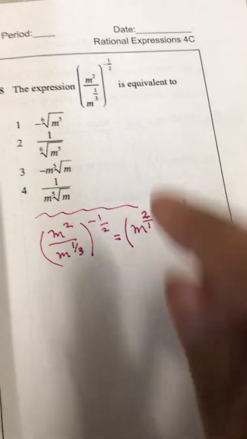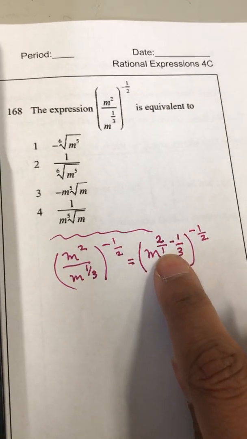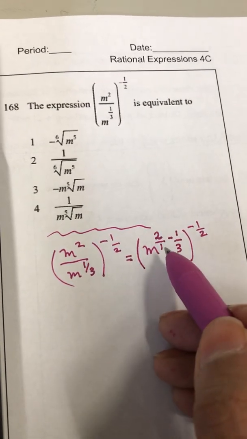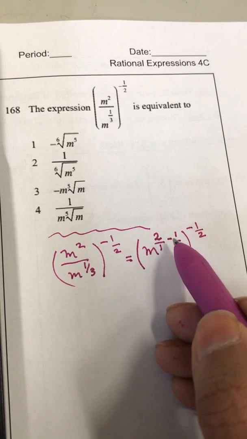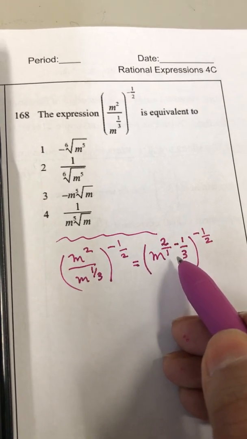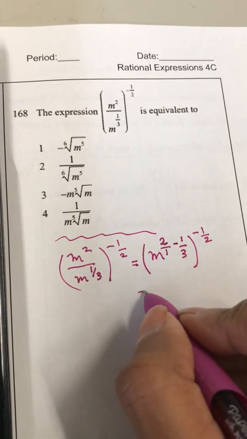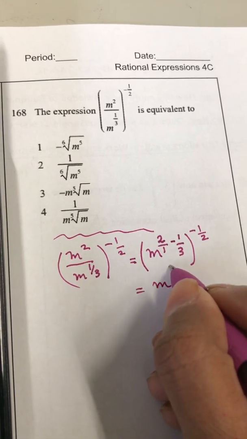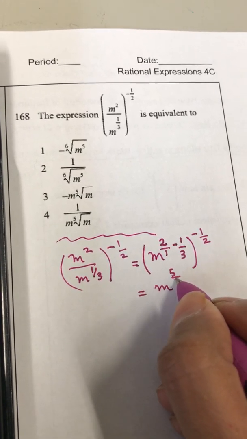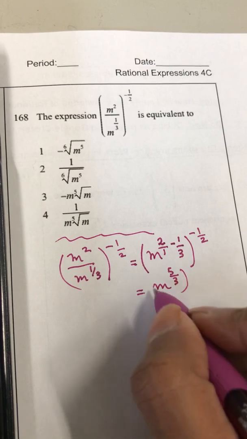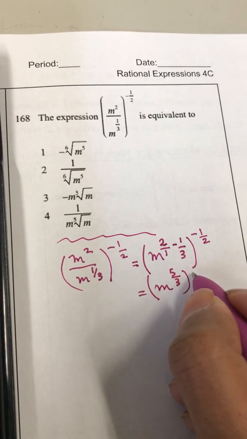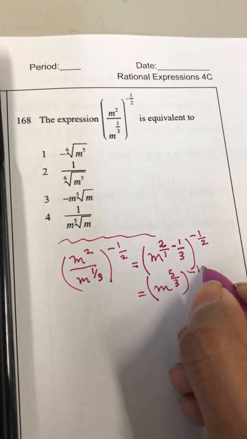Several ways I can solve this. I know that my answer here is going to be 6 minus 1, which is 5/3. I'm going to have m to the 5/3. And if you're wondering, oh my goodness, how did you get the 5/3? I can tell you a little calculator trick which you can use.